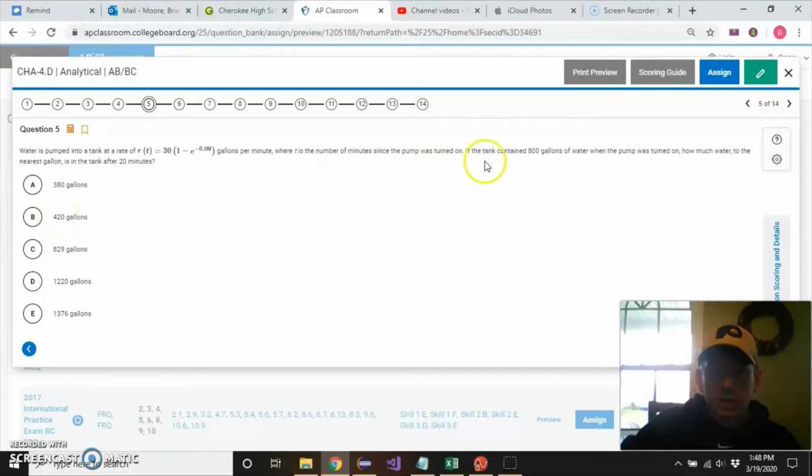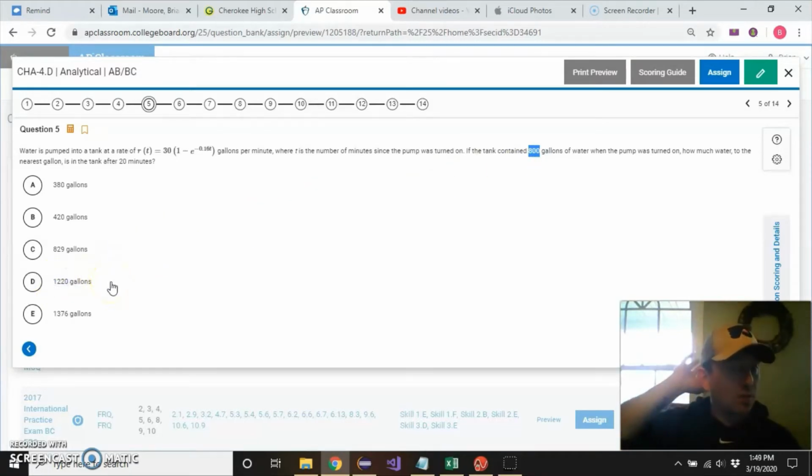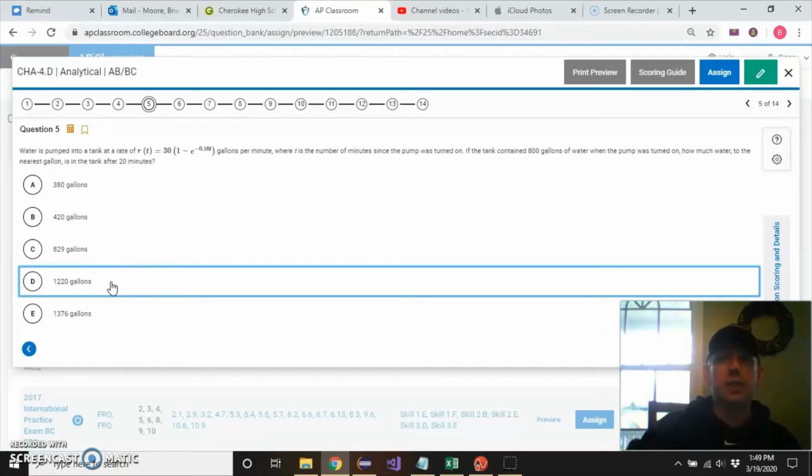Remember, we started with 800 gallons, and the net change is what we just calculated. The net change is 420 gallons. So we actually wind up with 1,220 gallons. Don't forget to apply your net change to an initial condition if you're actually asked for a value and not just a change. Make sure you apply your net change to a value that you have. Okay? There's number 5.